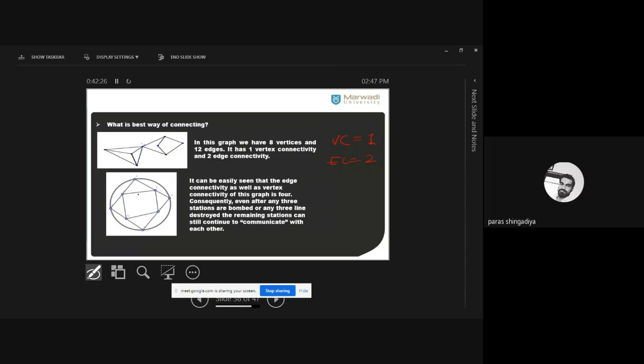You can also verify whether it is 4 or not. Which vertices will you delete to make the graph disconnected? Start with 1. If you delete a single vertex, can you make the graph disconnected? For 1 it is not possible. Now think for 2 vertices. Delete any 2. So can we make the graph disconnected? No, it is not possible. Now check it for 3 vertices. Delete any 3 vertices from the graph.